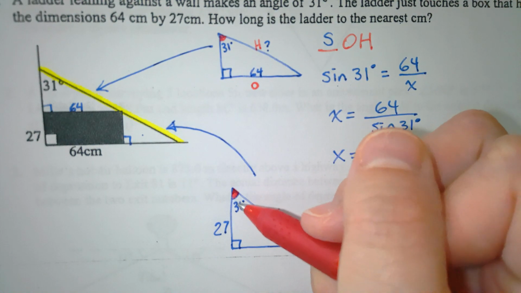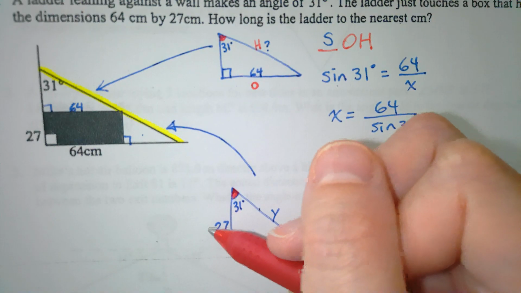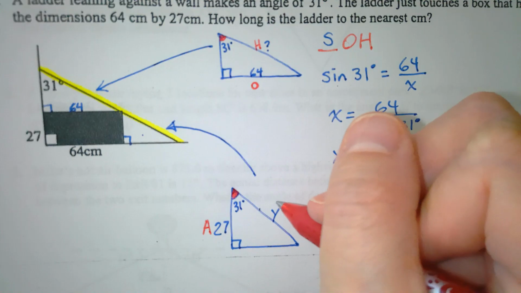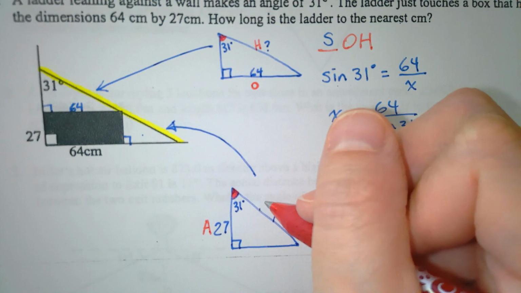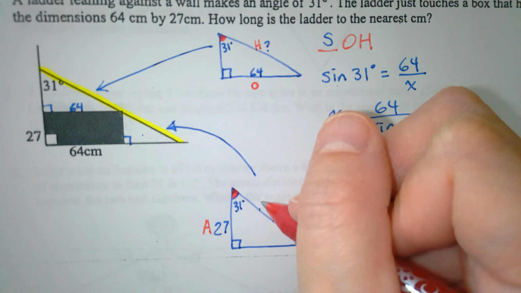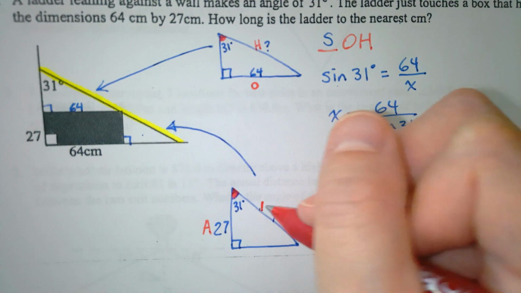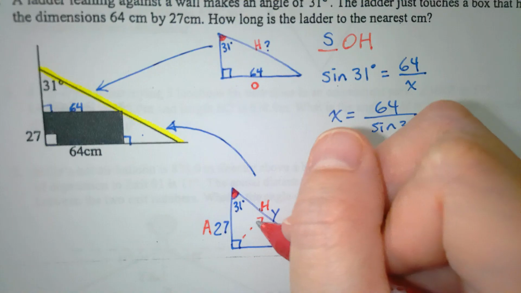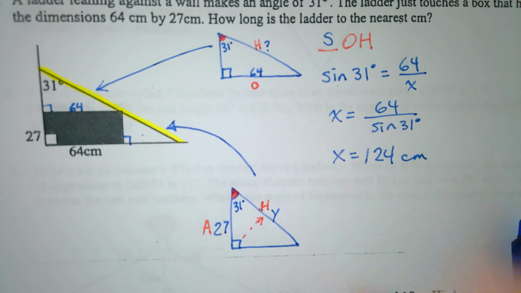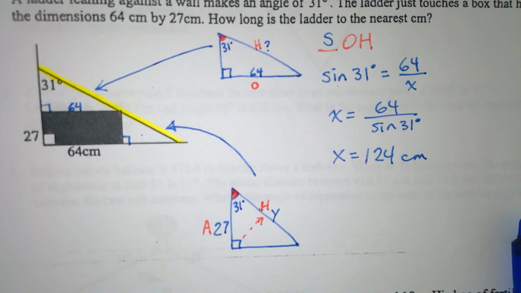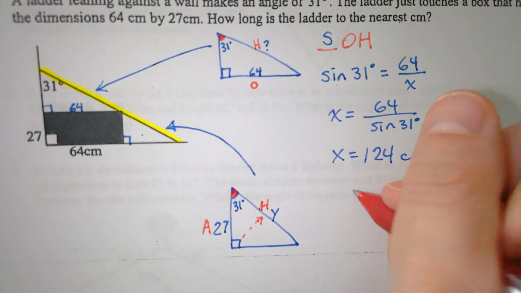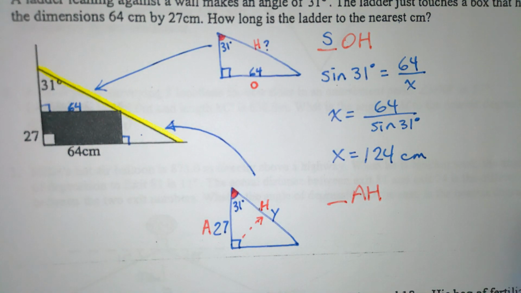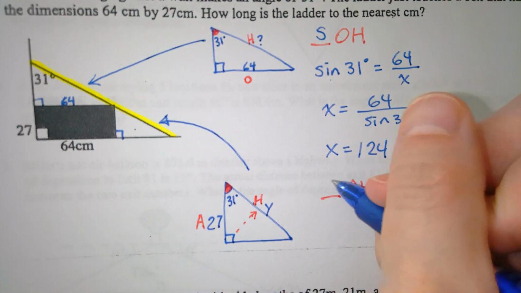So if I'm looking at this angle, which side is this? A. This side? H, because it's right across from the 90 degrees. Right, so that's always your hypotenuse, across from that 90 degree symbol. Okay, A and H.